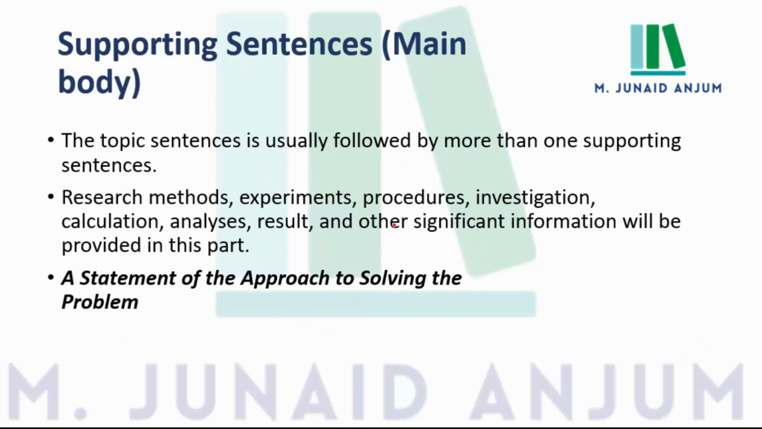The next thing is supporting sentences, which are the main body of the abstract. Give one or two supporting sentences to the problem you have described in your first sentence, and also describe the research methods or experimental procedures you have used in your article and what type of information you can get from the results. A statement of approach to solving the problem can be the title of this supporting sentence.